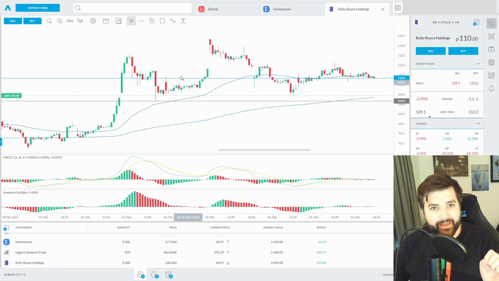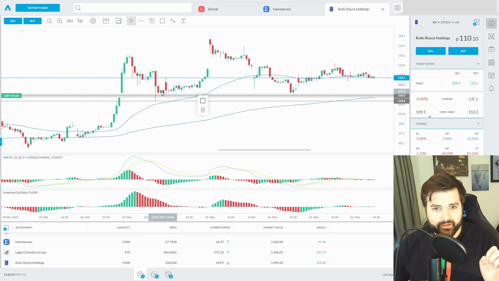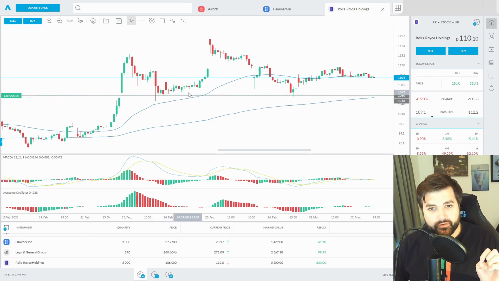Also, because I really wanted to enter a position on this stock, I drew another line, which was the bottom of this candlestick just here. And that told me that previously there was support around the 106 level. So you could be forgiven for thinking that at this point the stock's just going to go up and up and up, and it's gapped up slightly here.